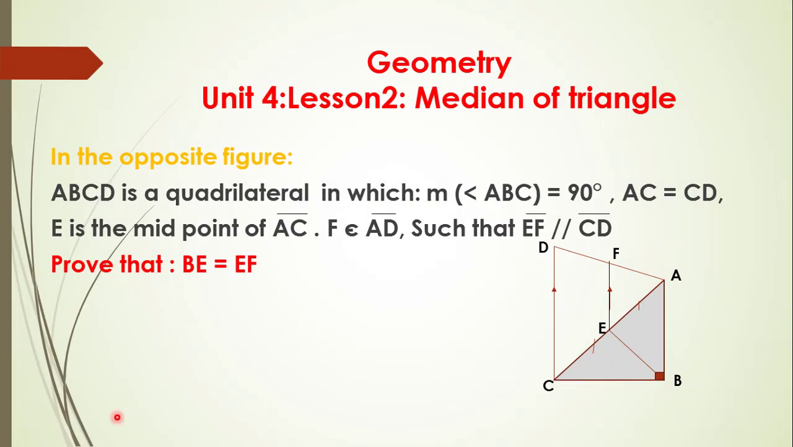Okay, let's take an exercise. In the opposite figure, ABCD is a quadrilateral. We have angle B is 90 degrees, so ABC is a right angle triangle. AC equals CD. Also, E is the midpoint of the hypotenuse in this triangle, the midpoint of the side AC. F belongs to AD, such that EF is parallel to CD. Okay, the line segment EF is parallel to the line segment CD.